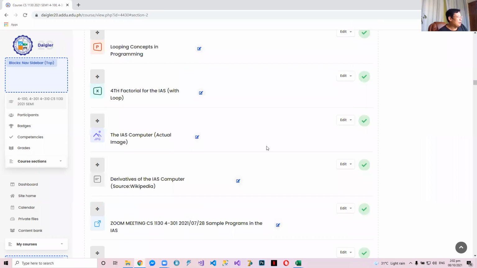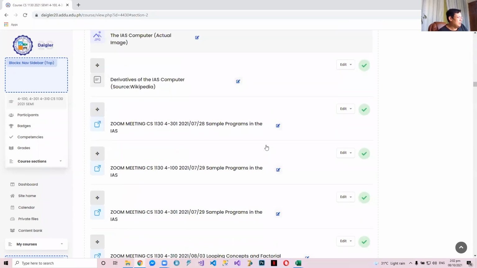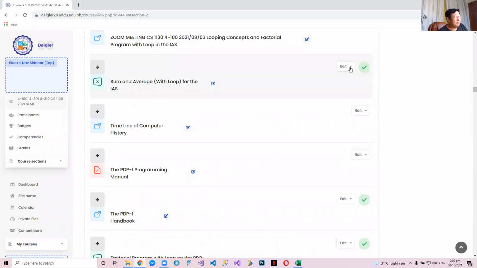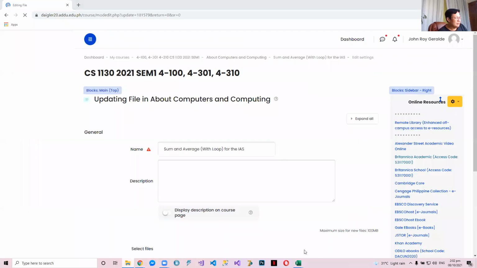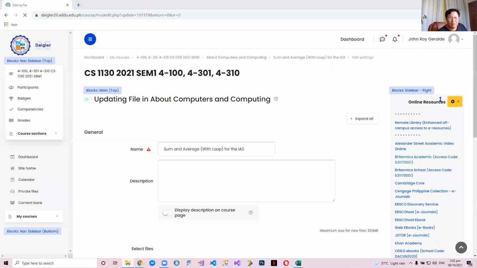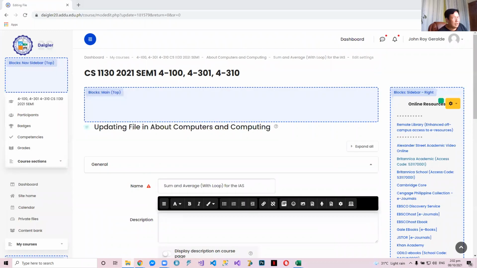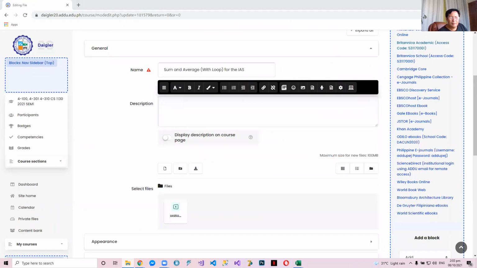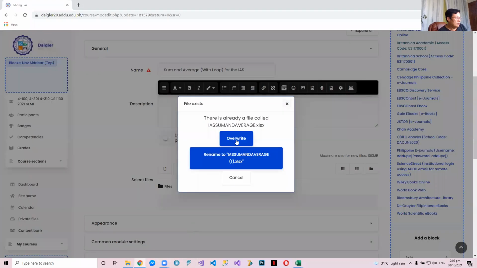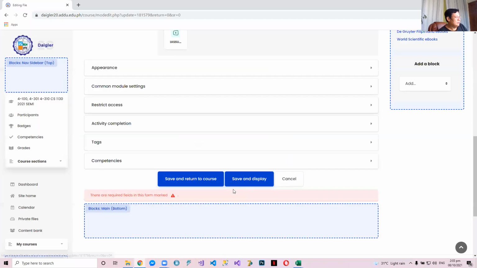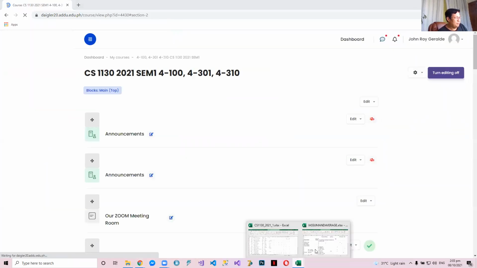Okay, where's that? The fourth factorial will have the sum and the average. Then edit. Okay. Just edit this so that I won't forget. Anyway, I think we'll have time, no? The sum and average. Okay, so it's there, no?